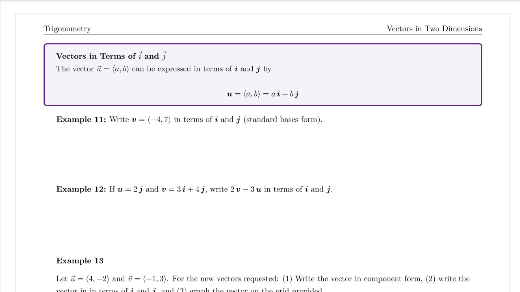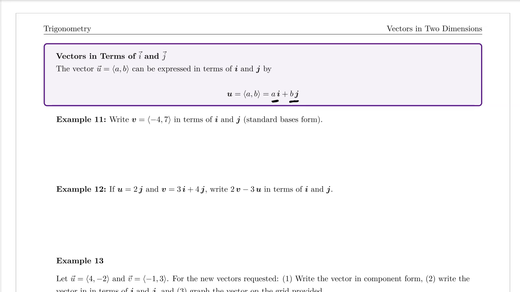So even though we did it in example 10, it turns out that any vector can be written or expressed in terms of i and j. So the vector u, let's say it has components a and b, can be expressed in terms of i and j by vector u is equal to a times i plus b times j.